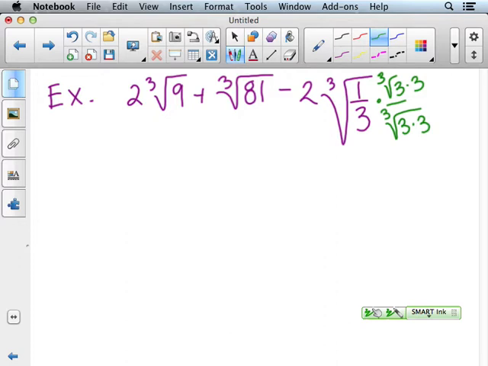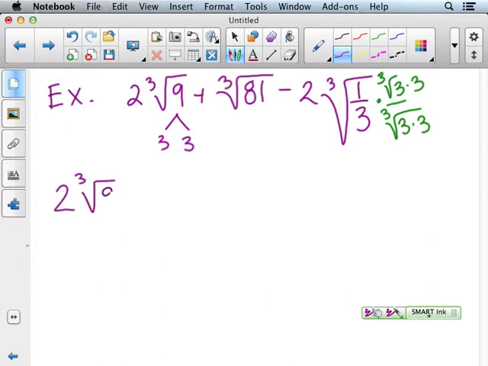Hey guys. All right, so over here, my 9. 9 is just 3 times 3. This is a cube root, right? So we need one more 3. Well, to rationalize a denominator, you need one more 3, but we're not rationalizing the denominator. I'm just seeing if I can simplify. So that stays the same.